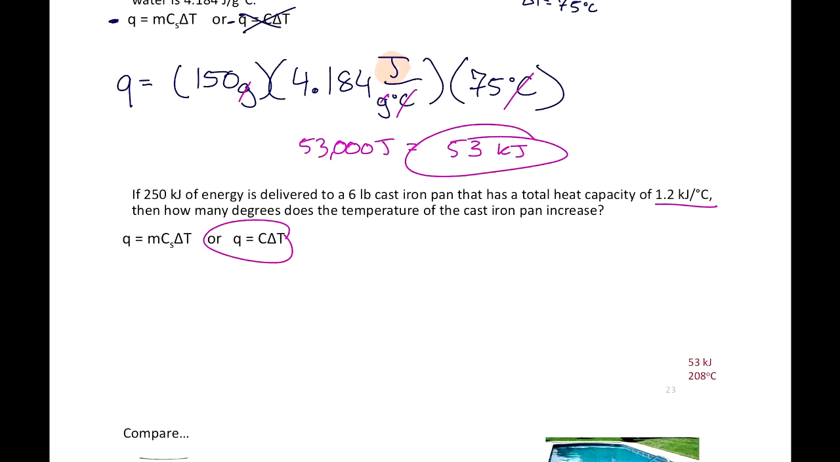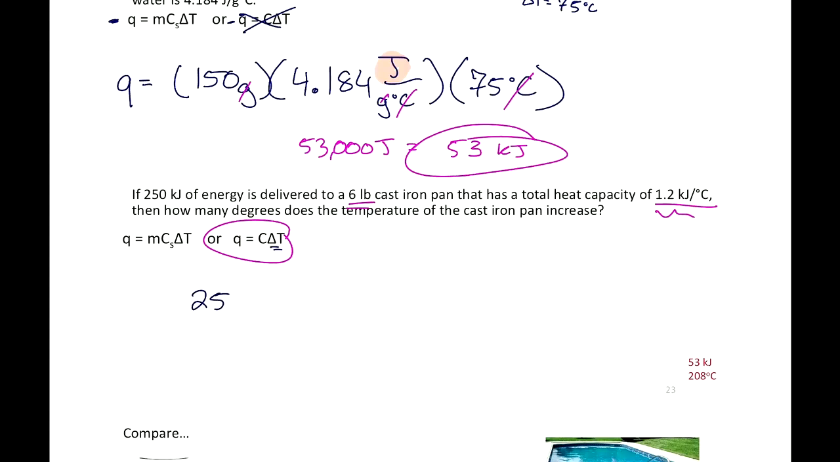But I gave you 6 pounds. Where do I use that? You don't need to, because the weight of it, the mass of it, is already tied up in that total heat capacity. It's already accounted for. So we're going to use that second one, but we're solving for delta T this time.